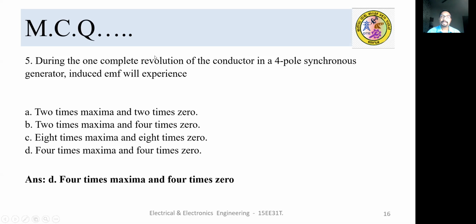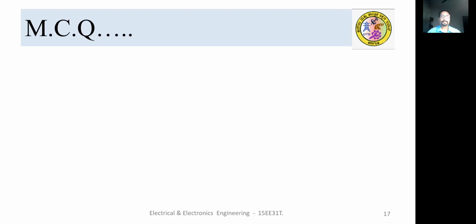So this point is very important because, remember, dear students, for one cycle of EMF to be induced in a conductor, we need a pair of poles. What is meant by a pair of poles? Two poles. Here it is asked as four poles. Then it is two cycles: two maximum, two zeros for one cycle. Then for two cycles, four maximum and four zeros. Four times maximum and four times zero, the EMF will experience.